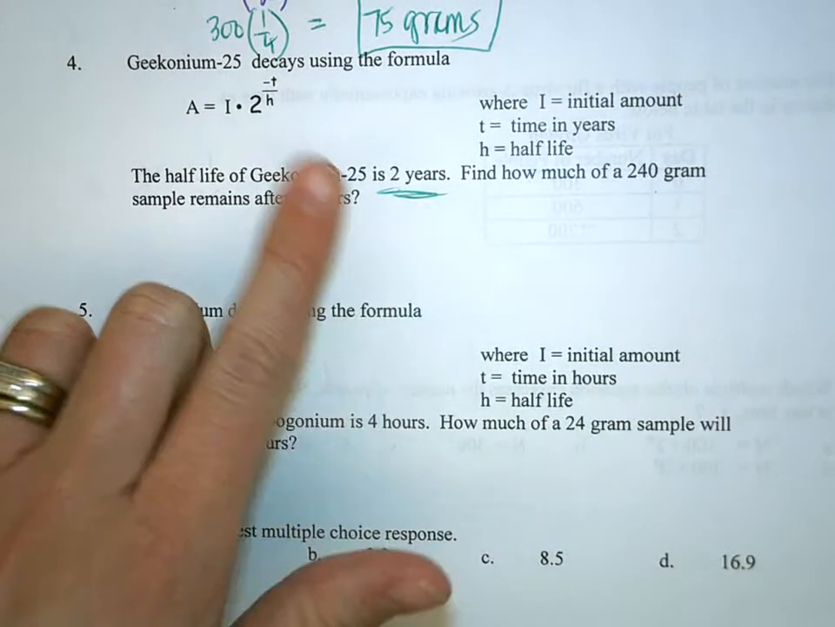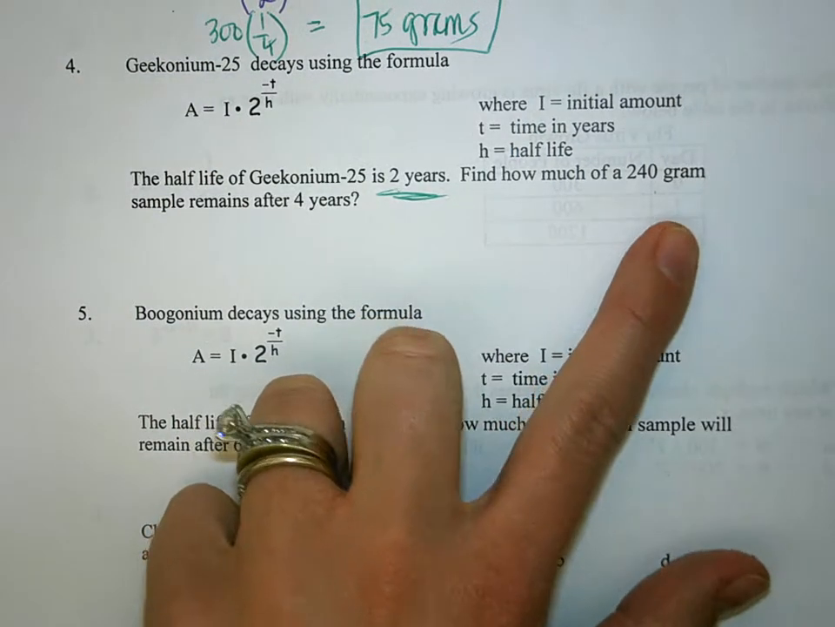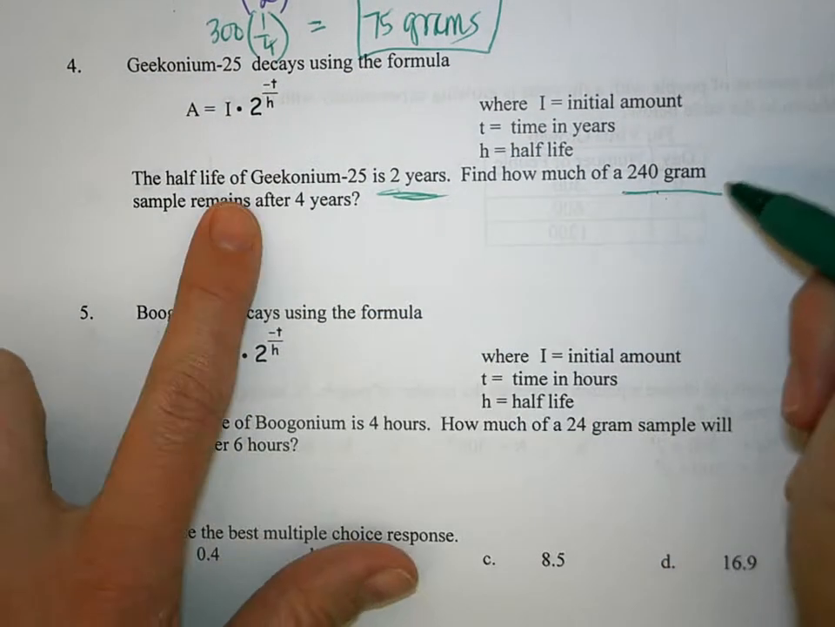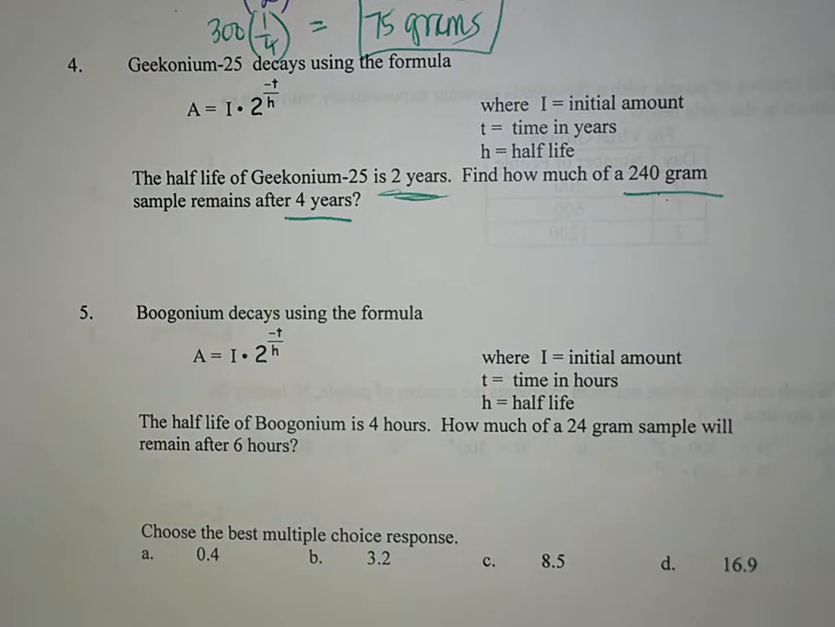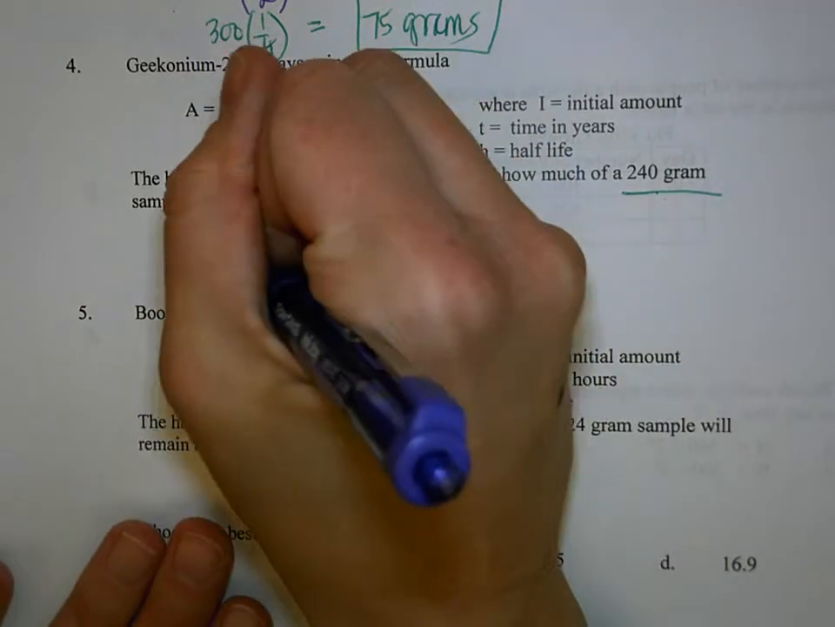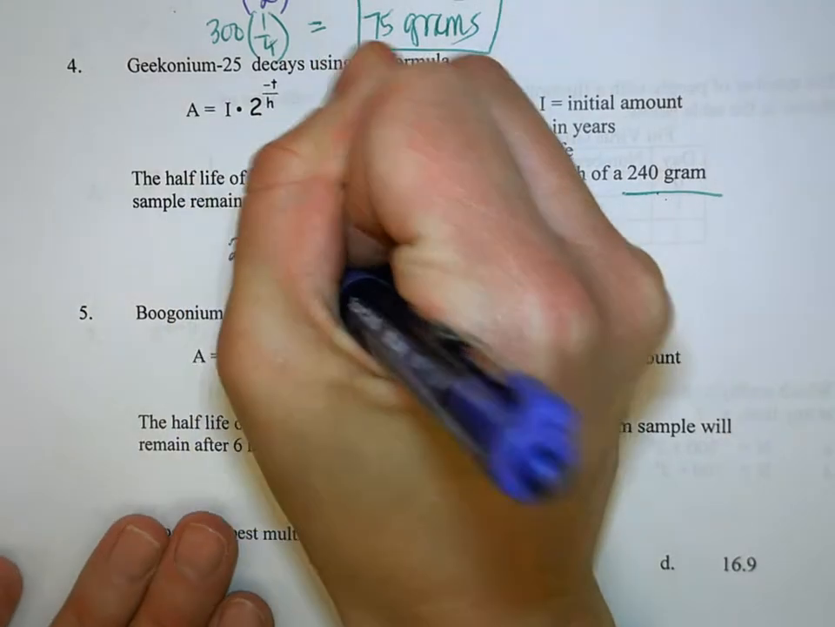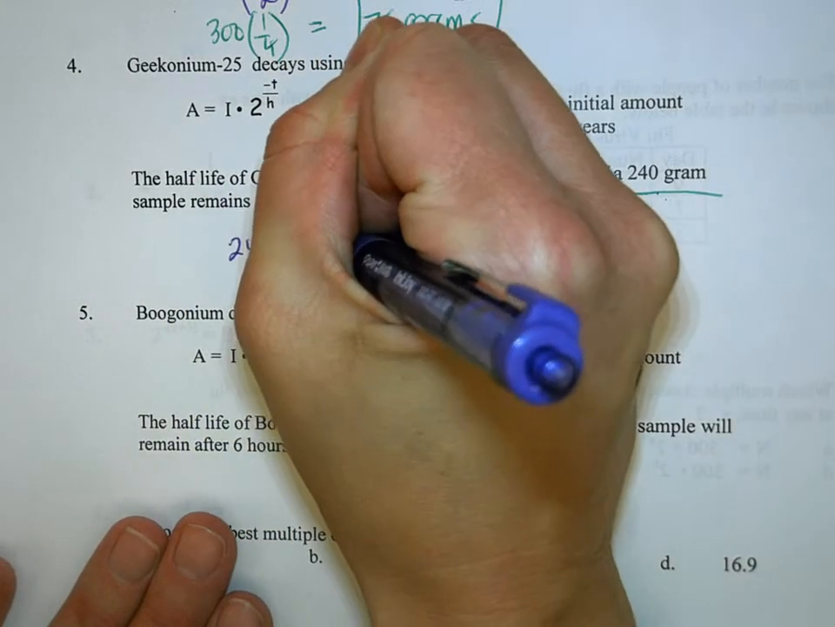Okay. The half-life of Geekonium 25 is 2 years. Find how much of a 240 gram sample remains after 4 years. Okay, so what's my initial amount on this? Very good, 240 is correct. Times 2 to the negative, and what's my t value?